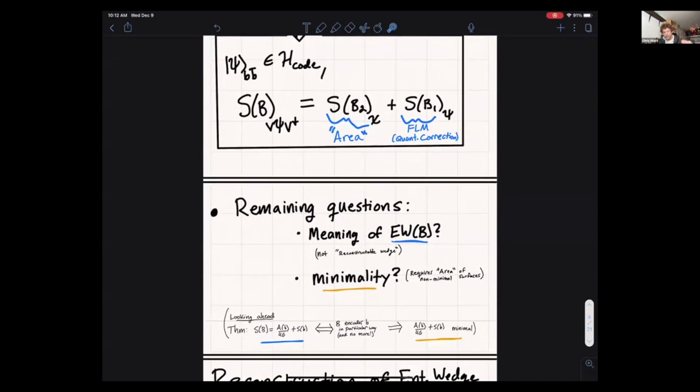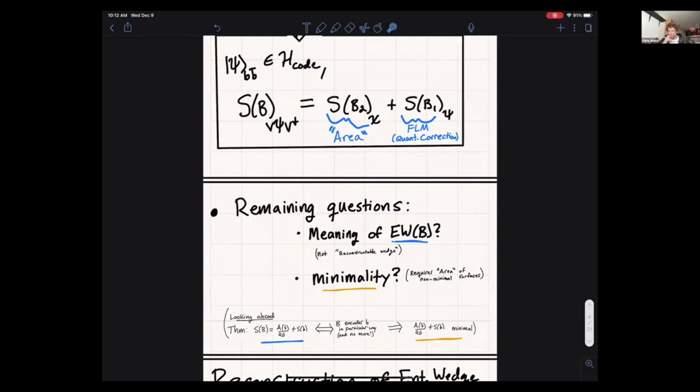And second, this theorem doesn't talk about minimality at all. So it shows that you get this area term, but it doesn't prove in any way that this is like the minimal area or the minimal generalized entropy. And that's something that we are interested in doing, and we will do.